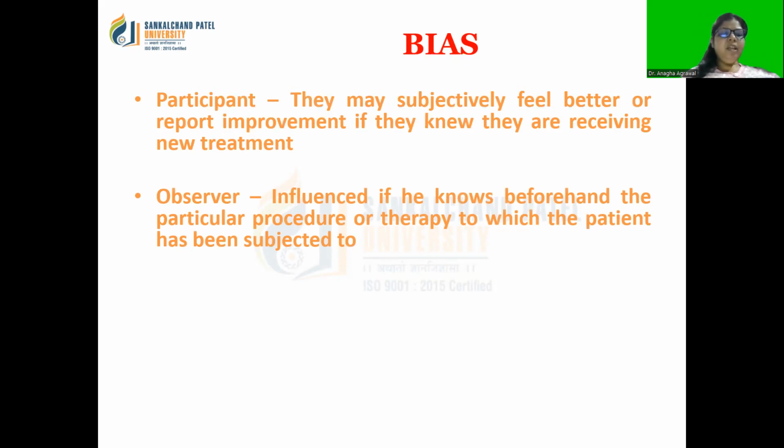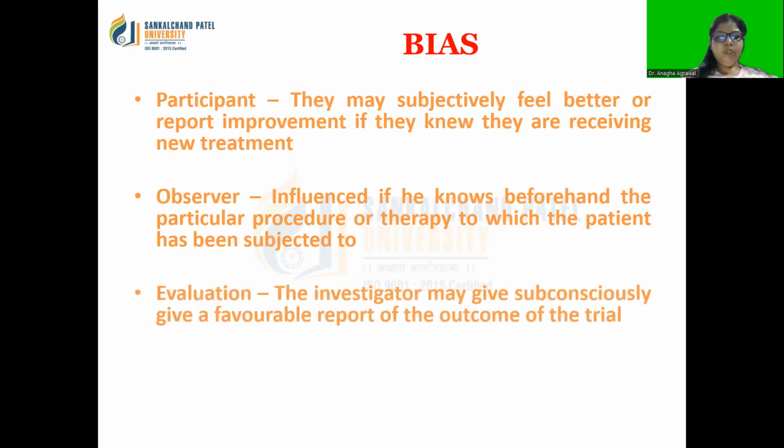That means if the investigator is biased towards his own new technique which he devised, he'll think, if I get a positive result for my own technique, it will be beneficial for me. So the observer will inadvertently give positive results for his own technique. Then evaluation bias. The investigator may subconsciously give a favorable report or outcome for the trial because he wants that trial to succeed. And to reduce these biases, blinding is adopted.